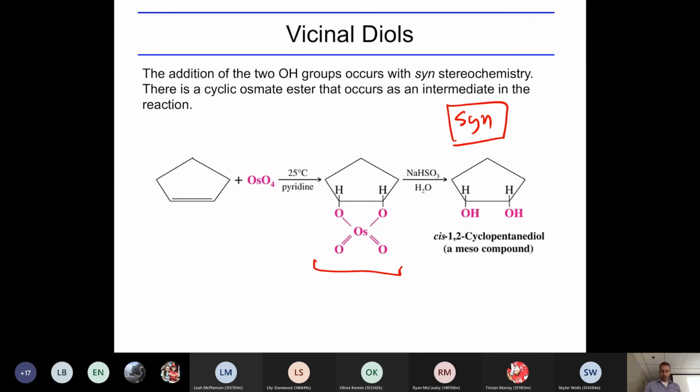Okay. That's kind of it. That's what we really want to say for this. You add the same thing to both sides, so like Markovnikov or anti-Markovnikov isn't really a thing. Rearrangements aren't a thing. Syn addition, so it'll give you a cis alcohol if it's on a ring.